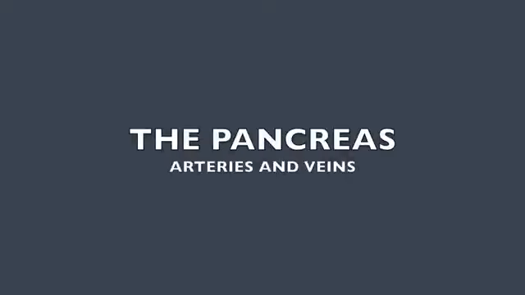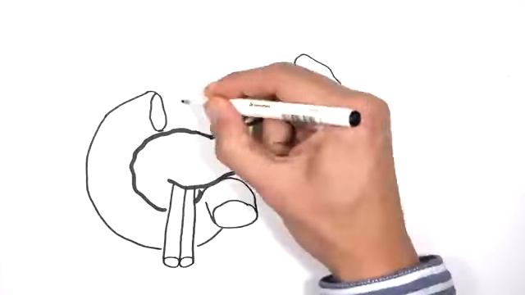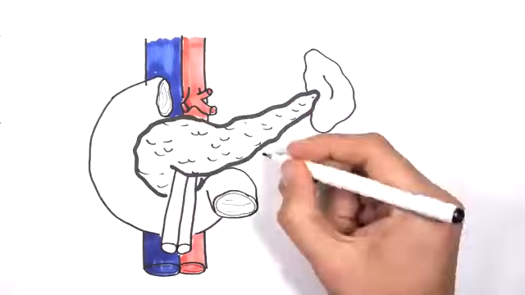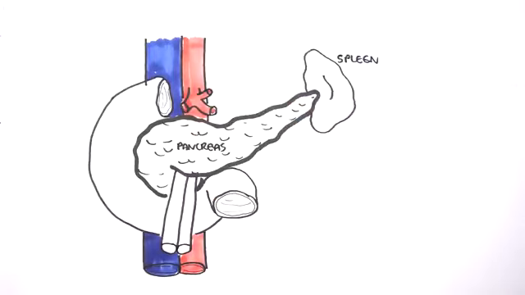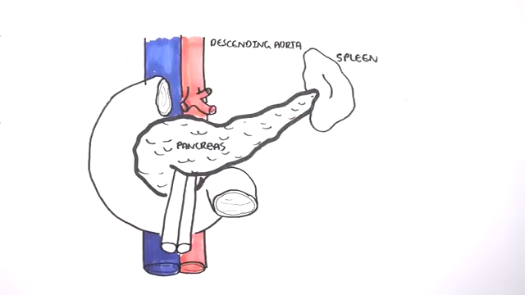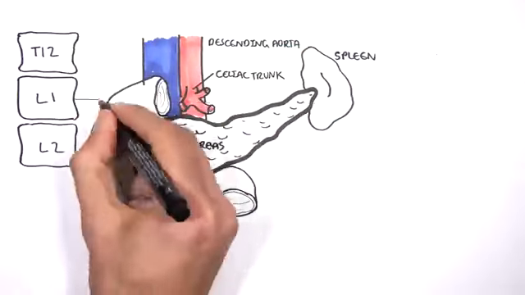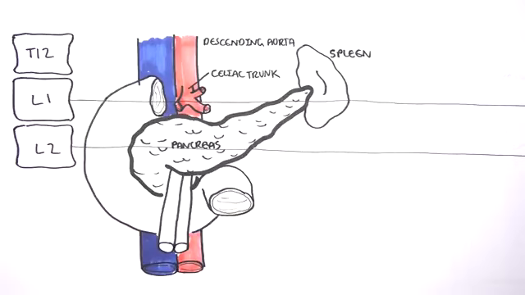Let us now focus more on the arteries and veins of the pancreas. The pancreas sits in front of the inferior vena cava and the descending aorta. The tail of the pancreas tickles the spleen, and the head of the pancreas is next to the duodenum. The descending aorta runs here, and the celiac trunk branches at about T12 to L1 vertebral level. The celiac trunk has three main branches which supply the organs around it.